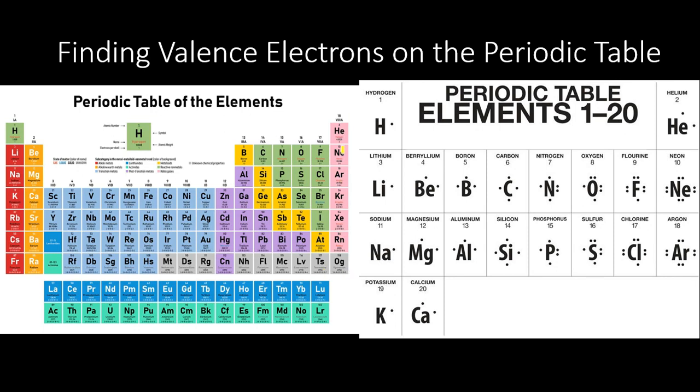Now, most noble gases have 8, but let's not forget helium. Since it's so small, it only needs 2 valence electrons to be stable. So if we look at this diagram over here, you can see the electron dots. So all the atoms in the first group have 1 valence electron. Then we have 2, and then we skip those transition metals, and you can see the dot diagrams for all of the elements.